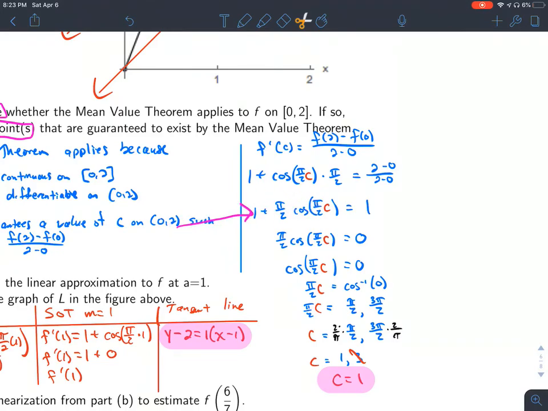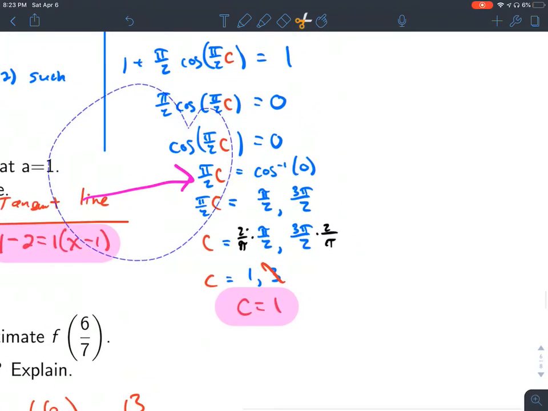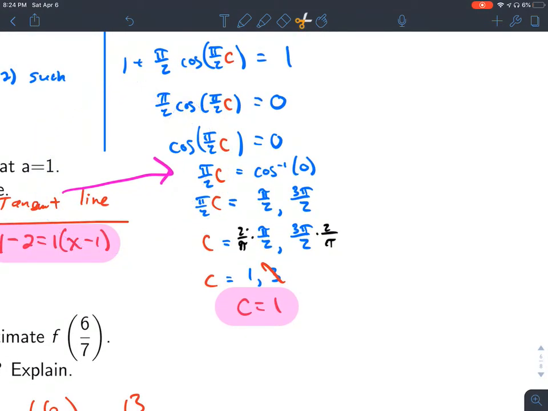Now we're going to solve this equation. So I subtracted 1 from both sides, giving me 0. Divided both sides by pi over 2. 0 divided by that is 0. Then we get here, we use cosine inverse to both sides. So pi over 2 times c is cosine inverse of 0.